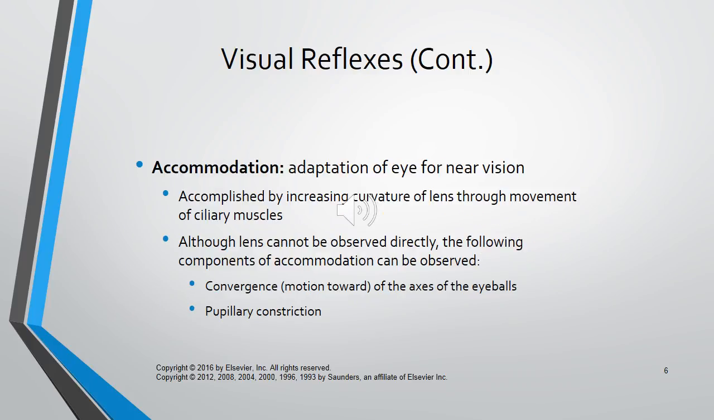And the last one is accommodation. This is the ability of the lens to adapt for near vision. How you would test this would be to put your finger or penlight or pen in front of your client's face and ask them to stay focused on it as you draw it towards their face. The normal response would be that the eyes would turn inwards as you bring the object towards their face, and you would see constriction of the pupils.